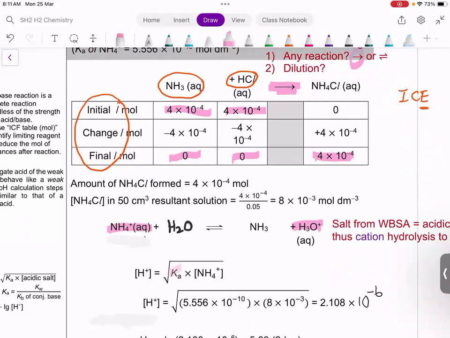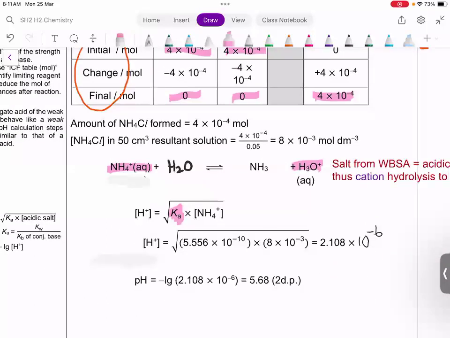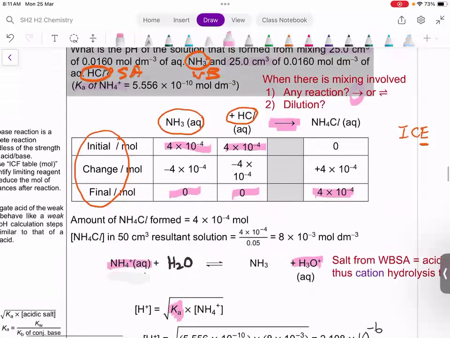Therefore, the extent of this hydrolysis is measured by Ka, as mentioned. Since Ka is already given, there's no further manipulation required by you. Then you can just do a square root and calculate the pH value. Straightforward. Something to note is there is a reaction.